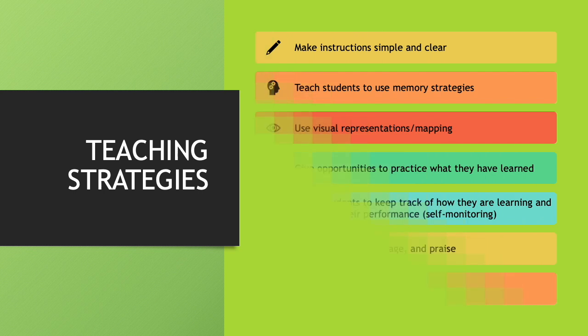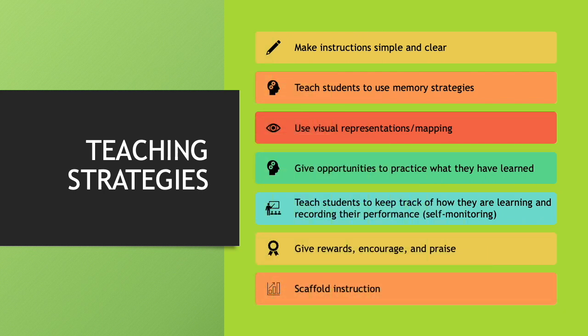A few teaching strategies include make instruction simple and clear. Teach students to use memory strategies. Use visual representations or mapping. Give opportunities to practice what they have learned. Teach students to keep track of how they're learning and record their performance. Teach them how to do self-monitoring. Also give rewards, encouragement, and praise. Finally, you can always scaffold instruction.